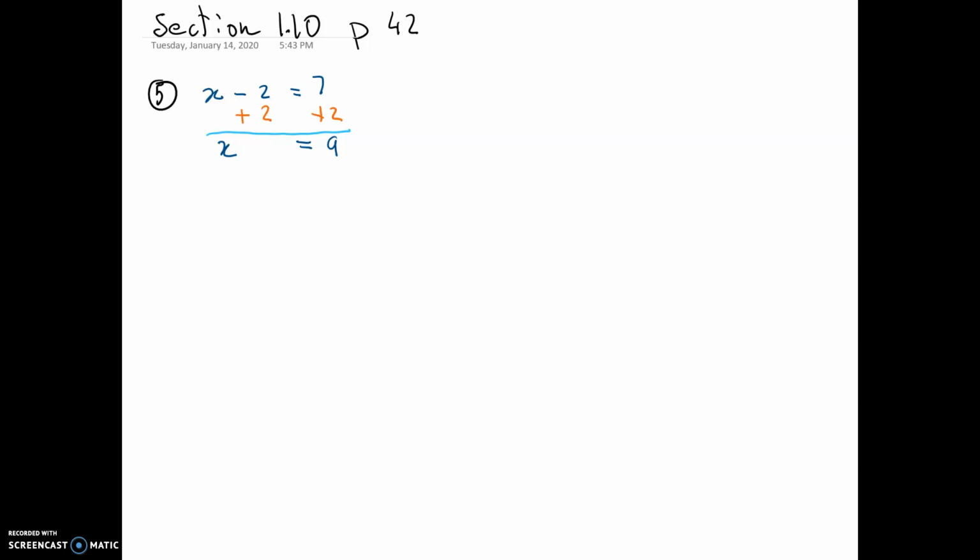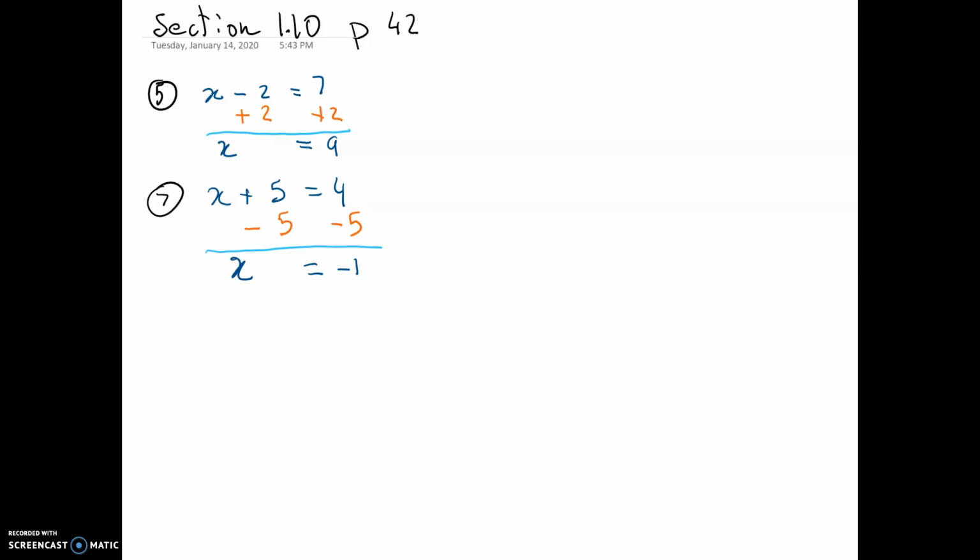Problem number 7, I think I gave you problem number 7. You have x plus 5 equals 4. I'm going to choose another color because I really like the blue. This time we need to get rid of the plus 5. I know that plus 5 minus 5 equals 0, so I'm going to add negative 5 to both sides. I always have to do it to both sides. And we end up with x equals, this time, negative 1.